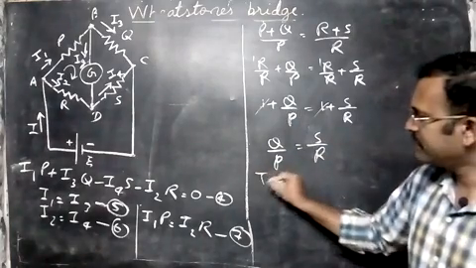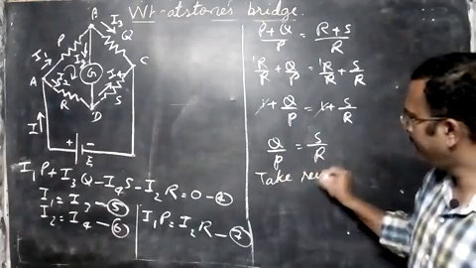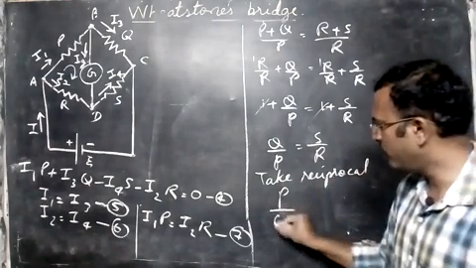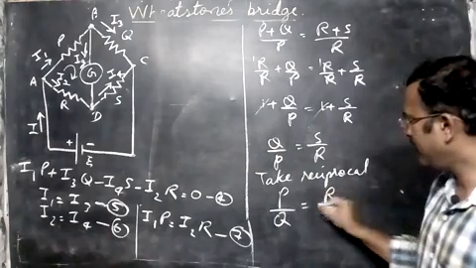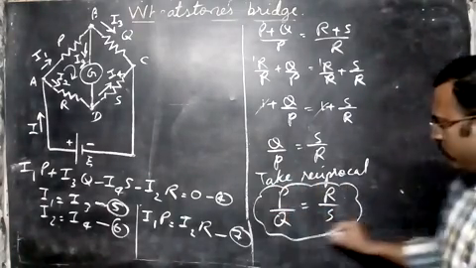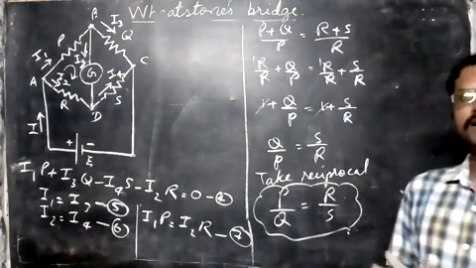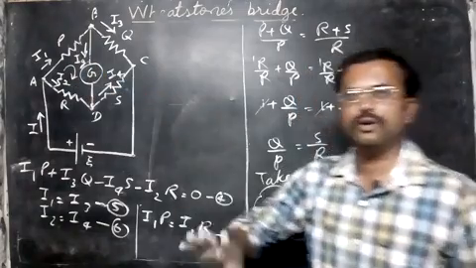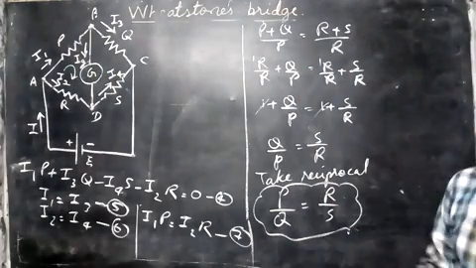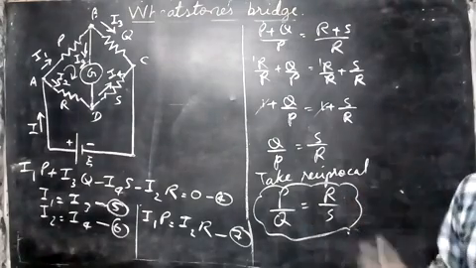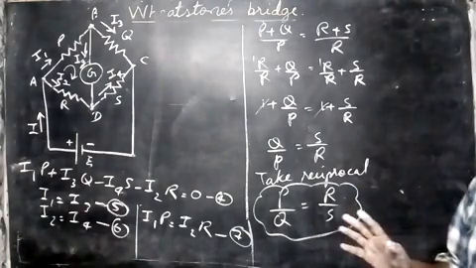Okay, take the reciprocal. When you take the reciprocal, we get here P by Q is equal to R by S. Okay, this is the final equation we need. Okay, so during the balance condition, that means when the current through the galvanometer becomes 0, when Ig is 0, okay, this equation is satisfied. Okay, so P by Q will be equal to R by S. Okay, it's a very simple equation only, derivation only.